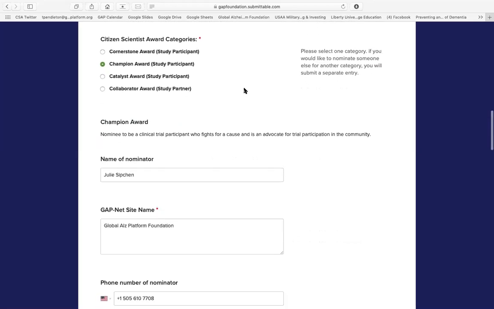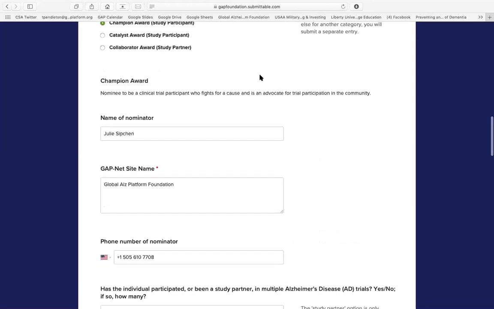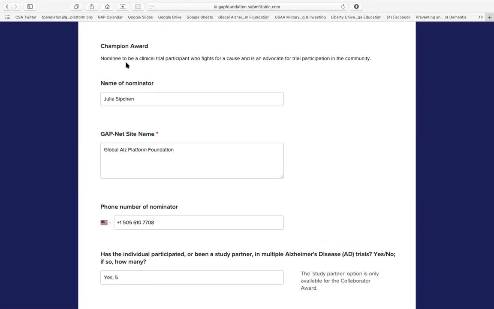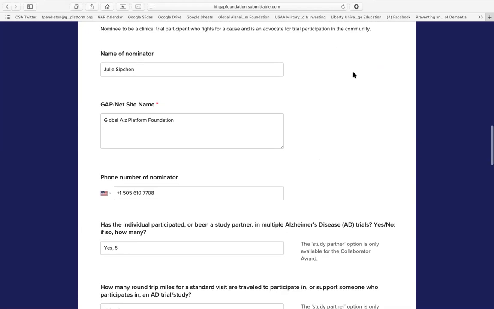You go to the next category, and it's where you choose what award you want to enter that person in. I've chosen the Champion Award, so you just click on it. Once you do that, it comes up with the definition to remind you of what you're supposed to be highlighting when you're talking about this particular individual.